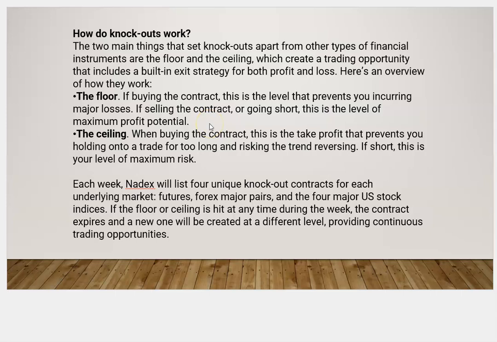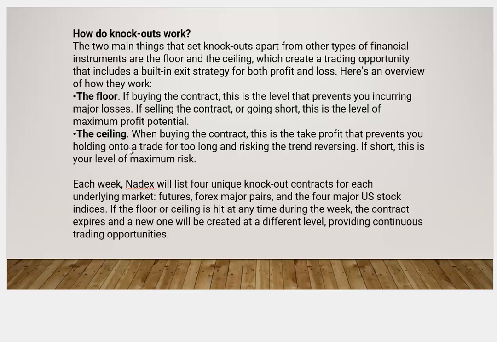Basically, it's like a 0 and a 100, all right, as an example. So if you buy it at 50, and it goes down to the floor, then you lose 50. If you buy it at 50 and it goes to the ceiling, you make 50. Okay, that's just to simplify it. All right. Obviously, there's a lot more in between than that, but that kind of gives you a basic idea of how that works. And likewise, the ceiling, when buying the contract, this is the take profit that prevents you holding on to a trade for too long and risking the trend reversing.